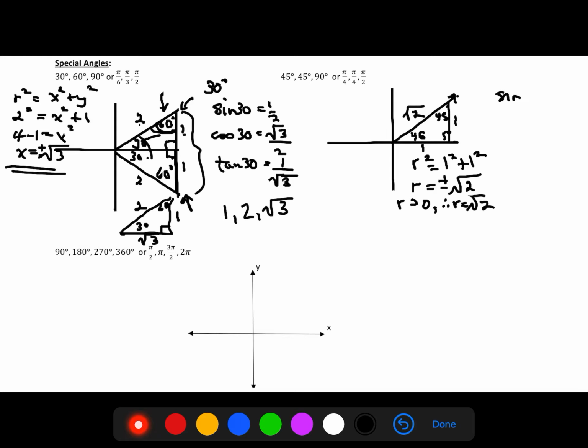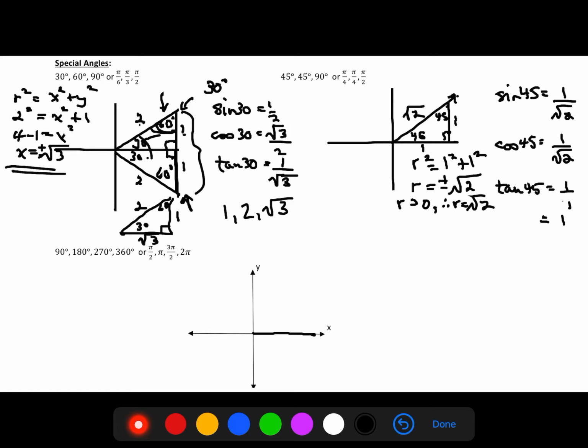automatically figure out our sine of a 45-degree angle is going to be 1 over root 2. Cos of 45 is 1 over root 2. And tan of a 45 is 1 over 1, which is just equal to 1. Okay, again, biggest thing is to know 1, 1, root 2.